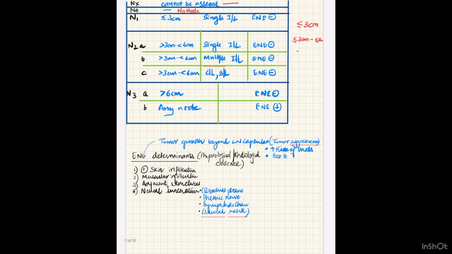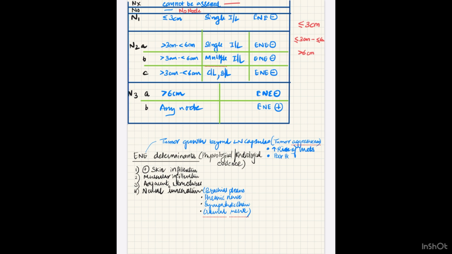Okay, and we have to remember more than 6 centimeter. So that's how the nodal size is divided. First, we'll look into the numbers. So N1 is a node that is less than or equal to 3 centimeters.